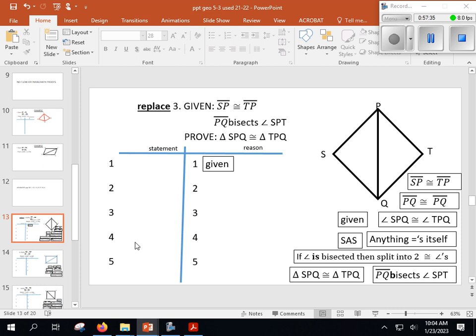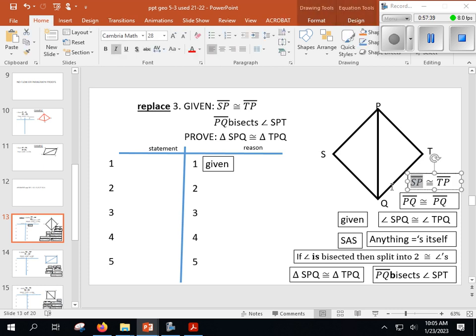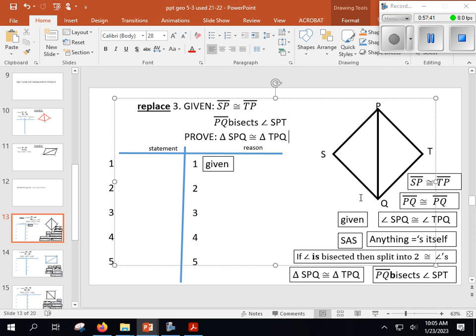What's the first thing Caitlin's going to put in as her statement? SP is congruent to TP.